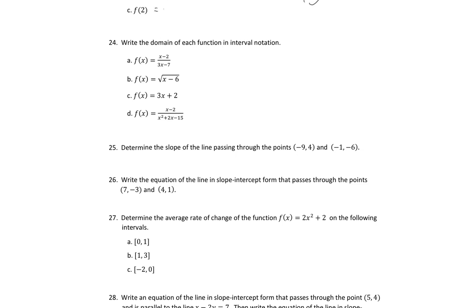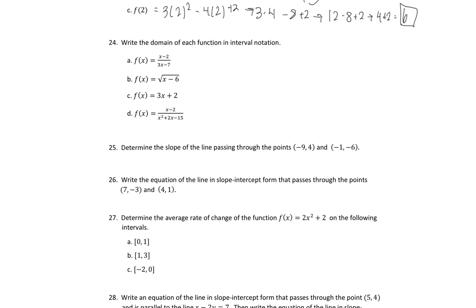And for f(2), we're just going to plug 2 in. So it's going to be 3 times 4 - 8 + 2. 3 times 4 is 12. So 12 - 8 + 2, it's going to be 4 + 2, which is 6.